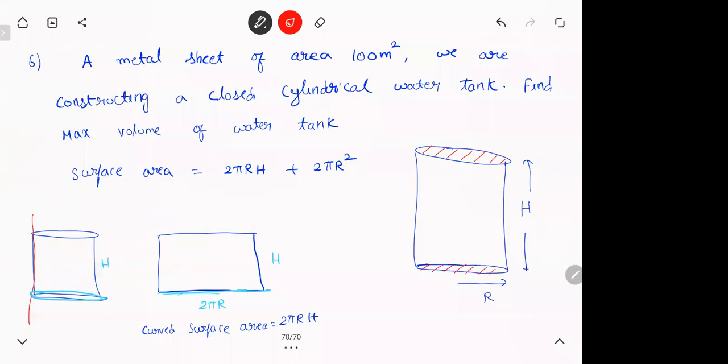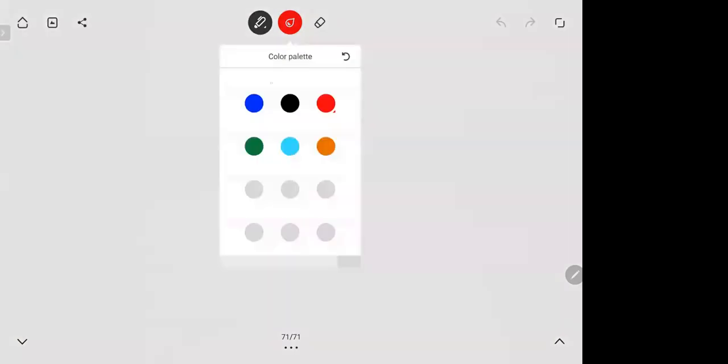Now what to do? So 2 pi r h plus 2 pi r square is how much? 100, right? I'll write on the next page. Copy. Now see, so you have surface area 2 pi r h plus 2 pi r square is 100.